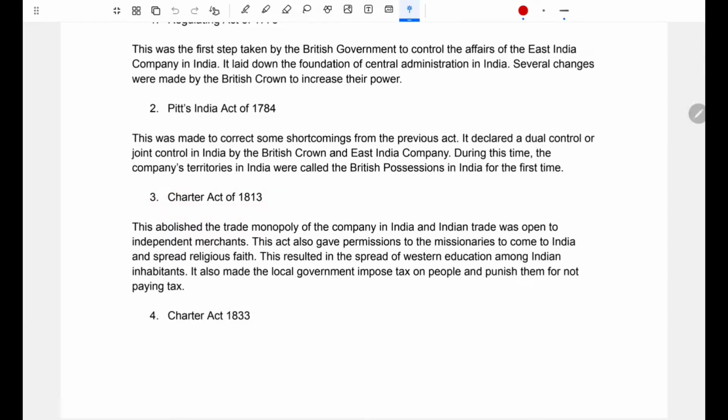This abolished the trade monopoly of the company in India. So basically before this, the trade was completely controlled by the East India Company, but now Indian trade was open to independent merchants. This act also gave permission to the missionaries to come to India and spread religious faith. This resulted in the spread of Western education among Indian inhabitants. It also made the local governments responsible for imposing tax on people. They could also punish them for not paying tax.